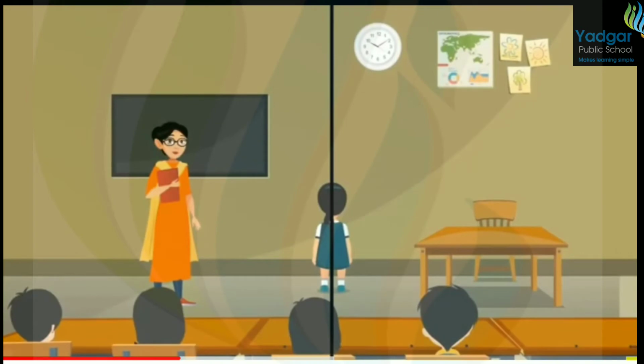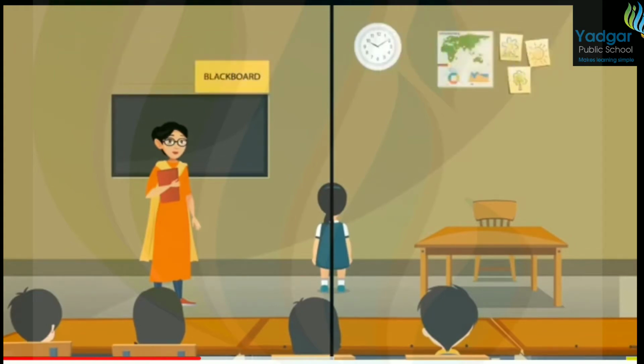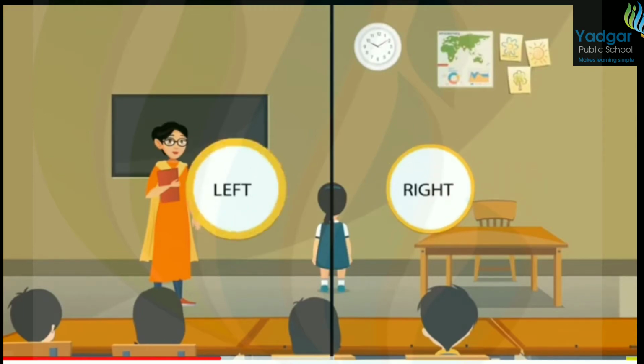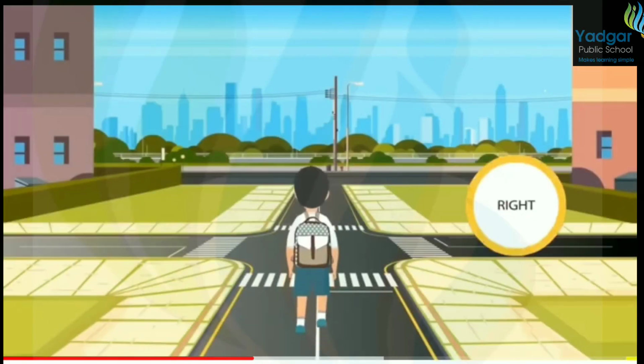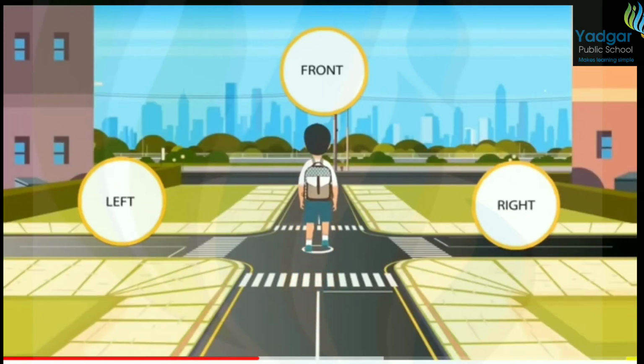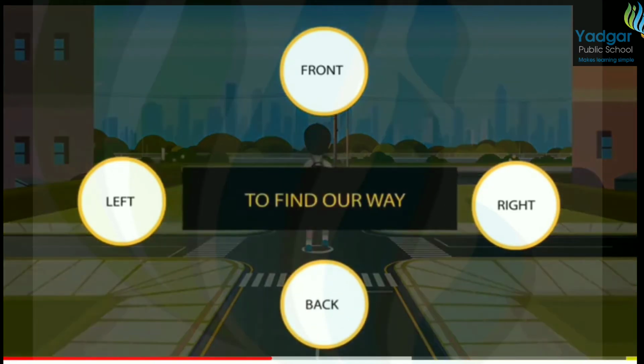Now let's enter this class. Identify what lies to the left of the girl and what lies to her right. On the left are the blackboard and the teacher. On the right are the chair and the table. Other than left and right, now think what lies in the front and the back of the girl. In front of the girl, there is a wall clock. At her back are her many classmates. It is important to be familiar with right, left, front and back in order to find her way and go from here to there.